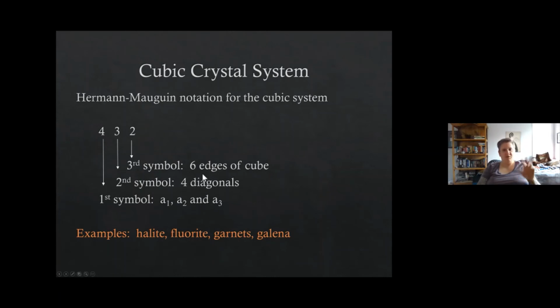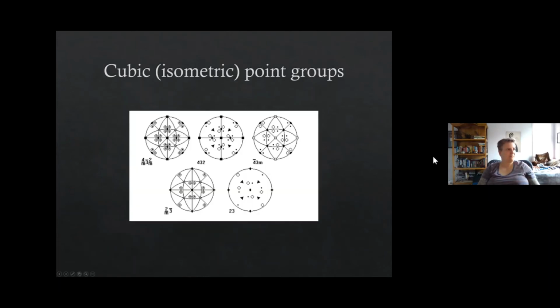These are the same, but it's going to cause the atoms inside there to be confined by a lot of different symmetry elements. So if we look at cubic system minerals, things like halite, fluorite, garnets, galena, things that you can easily tell are cubic because they have that very equant, or in fact cube, look to them. So these are the different point groups for the cubic system.